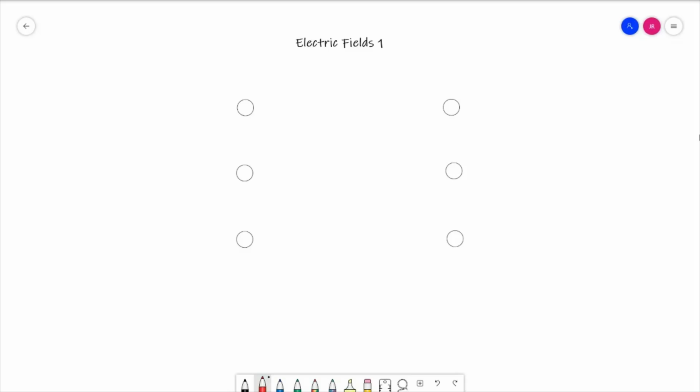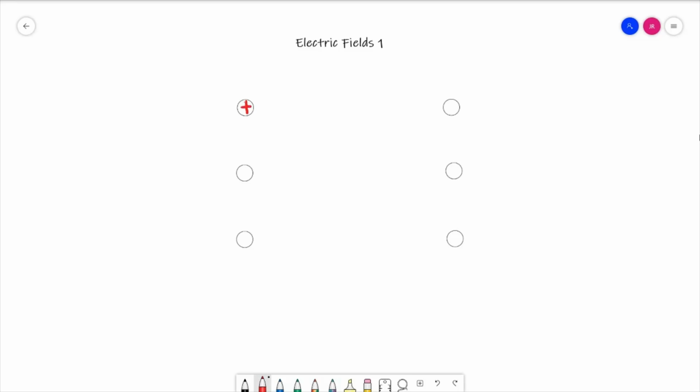Hello and welcome to the first lesson in the electric fields topic. In this topic we're going to be looking at, obviously, electric fields, how they work and the equations that govern them. In today's lesson we're going to be considering how the force in between two charges, or two charged particles, works. Firstly though, just a little bit of revision from GCSE.